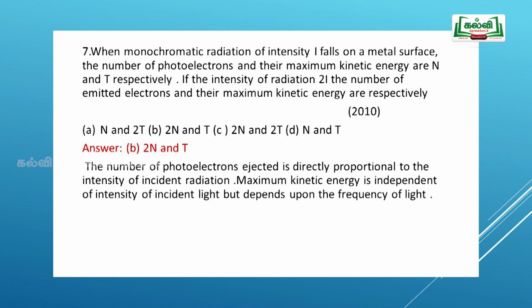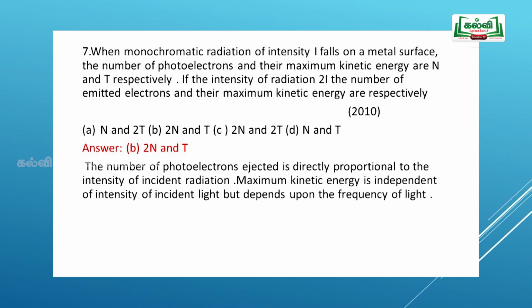When monochromatic radiation of intensity I falls on a metal surface, the number of photoelectrons and their maximum kinetic energy are N and T respectively. If the intensity of radiation becomes 2I, the number of emitted electrons and their maximum kinetic energy are respectively. Option A, N and 2T. Option B, 2N and T. Option C, 2N and 2T. Option D, N and T.